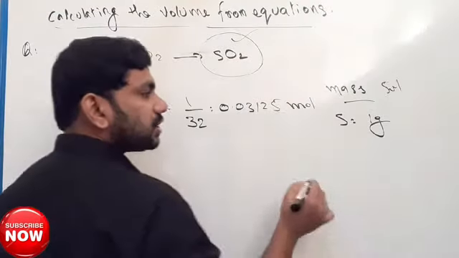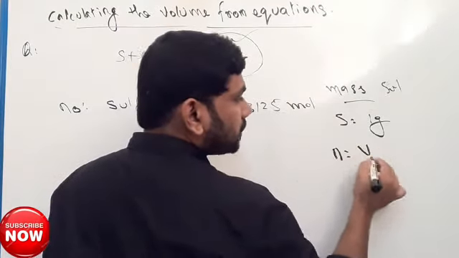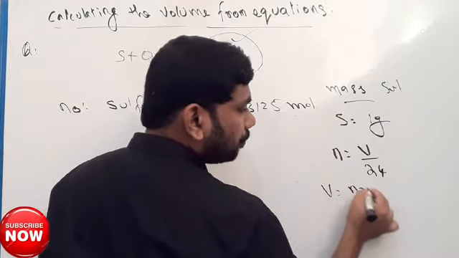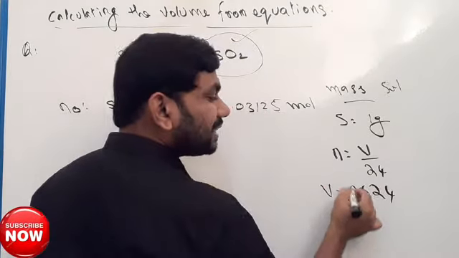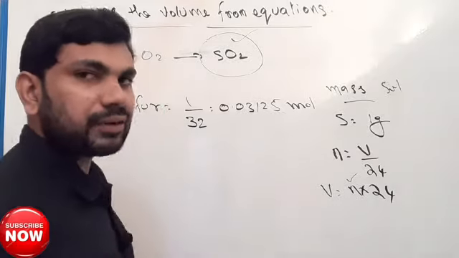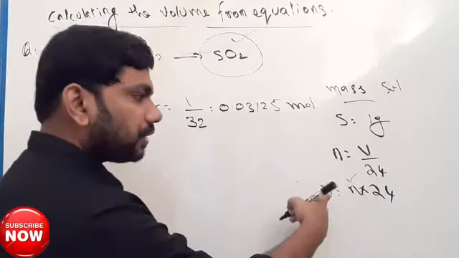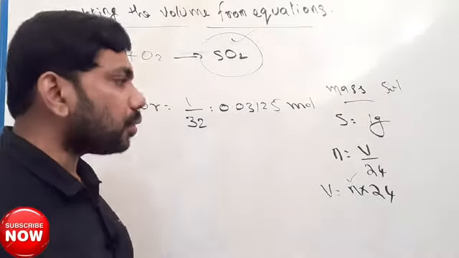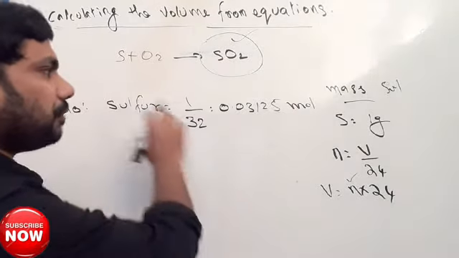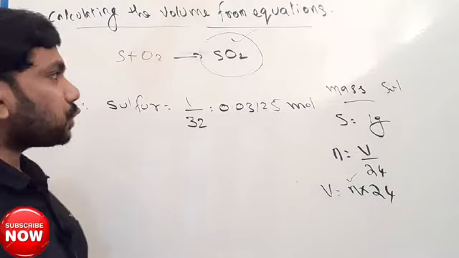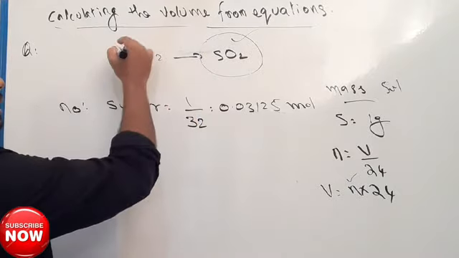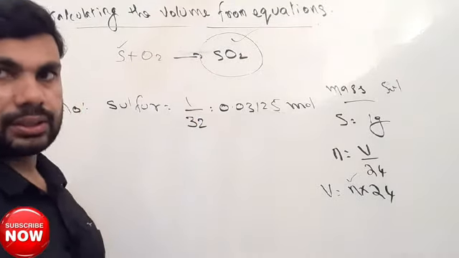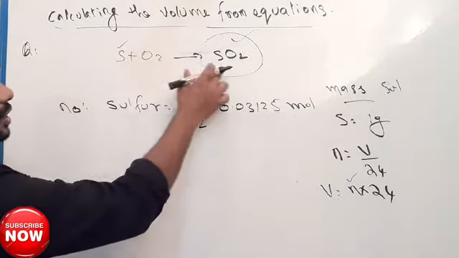You know, to find volume, number of moles is equal to V over 24. So volume of sulfur dioxide is number of moles times 24. You need the number of moles of sulfur dioxide formed, then only you can find volume. So first we have to find the number of moles of sulfur dioxide. That's why we calculated the number of moles of sulfur reacted.